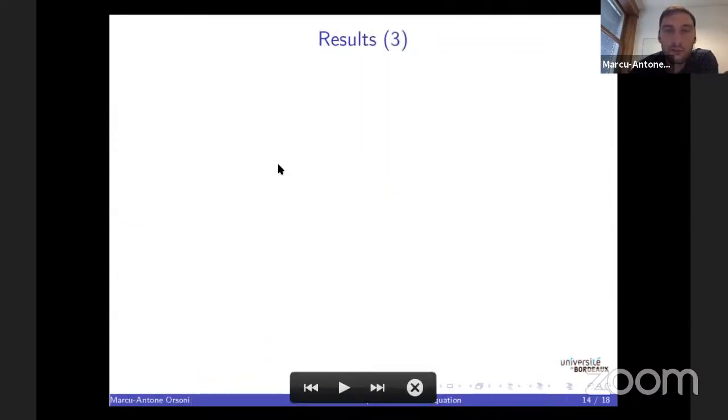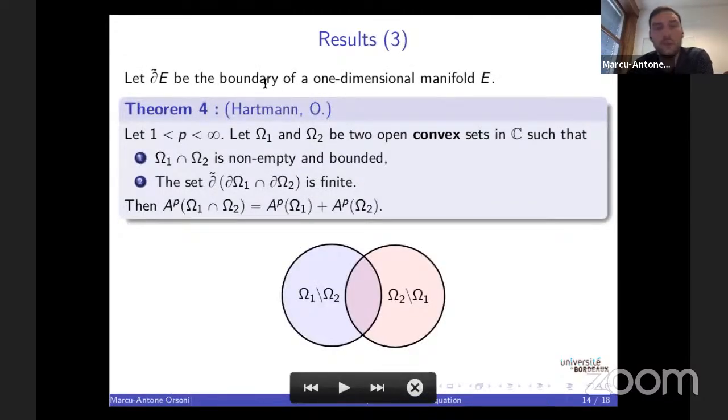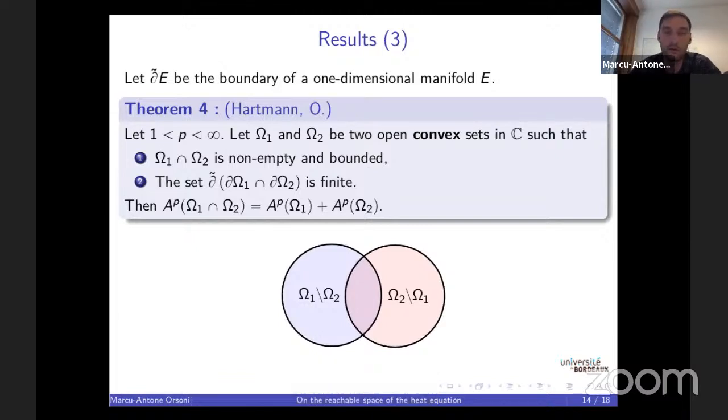In fact, we obtain another, more general result for the separation of singularities. So I give you the result. You take two domains which are convex and with non-empty and bounded intersection, and you allow their boundaries to meet only on a finite number of points and curves. So here the boundaries meet in two points. So we are in the hypothesis of the theorem, and in this case we have the separation of singularities theorem. Okay.